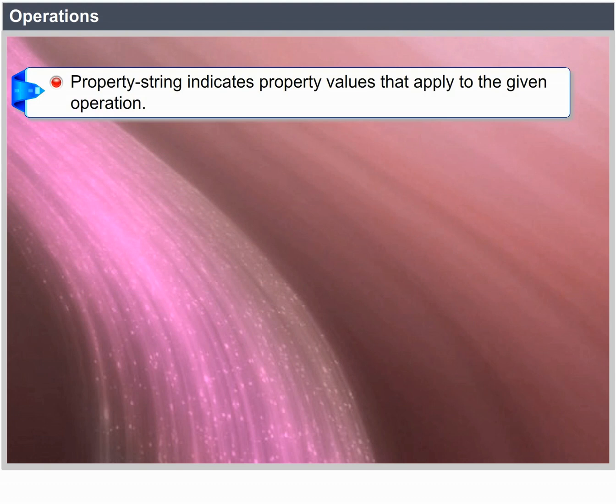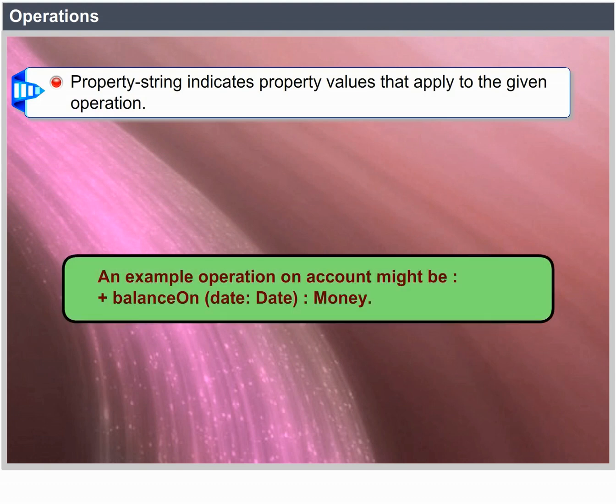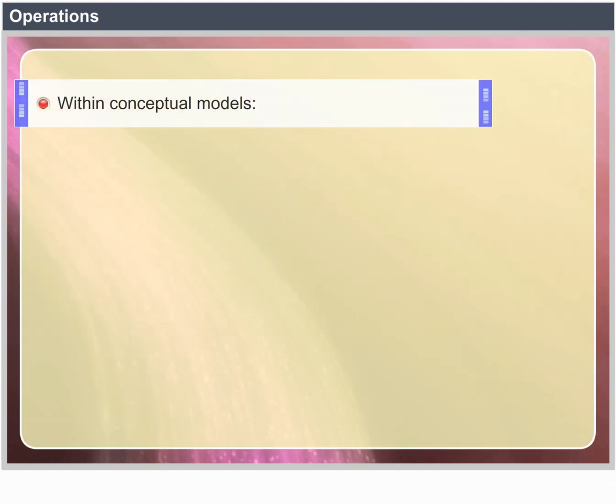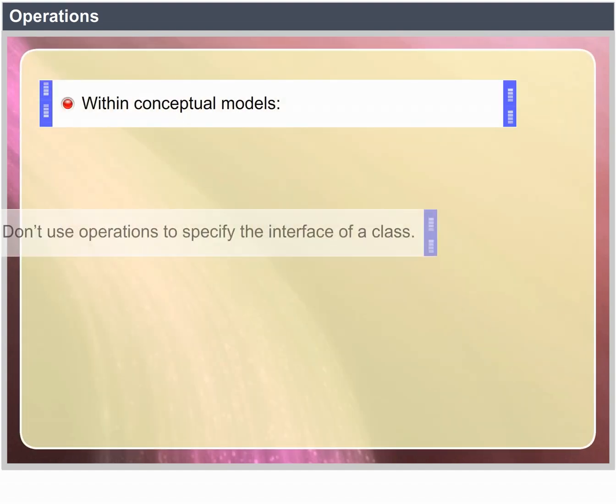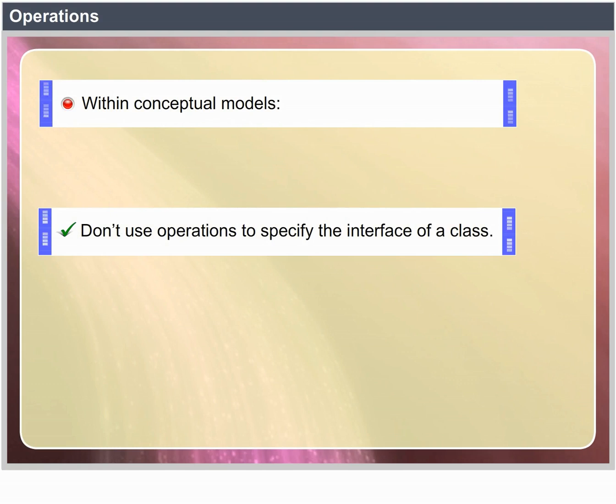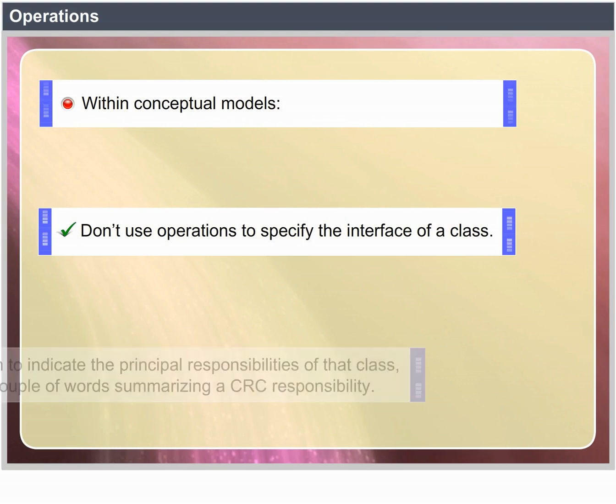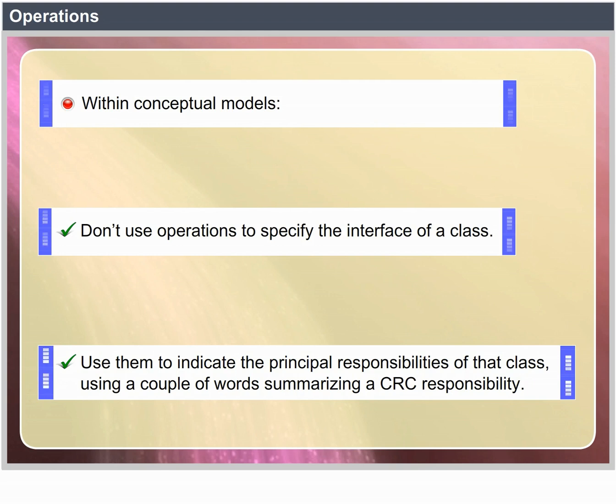Property string indicates property values that apply to the given operation. An example operation on account might be plus balance on bracket date money. Operations. Within conceptual models, don't use operations to specify the interface of a class. Use them to indicate the principal responsibilities of that class, using a couple of words summarizing a CRC responsibility.